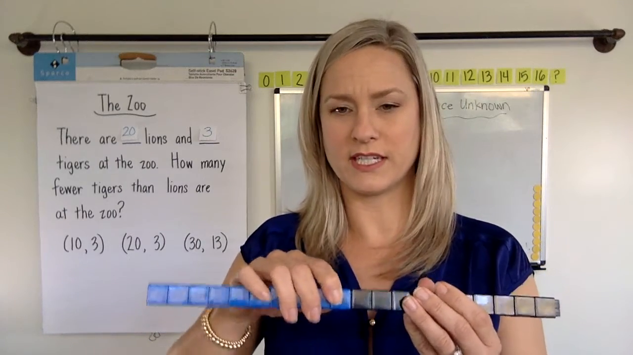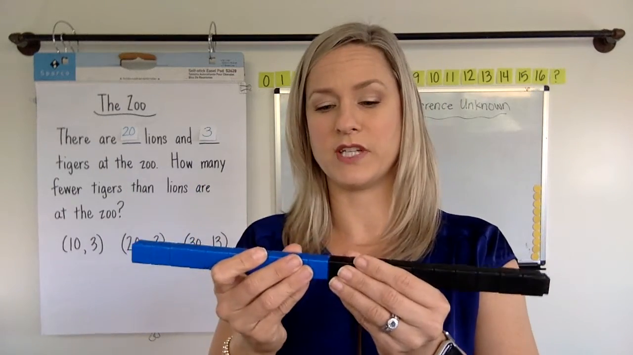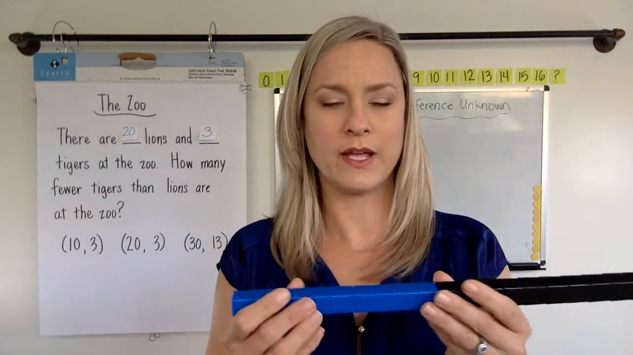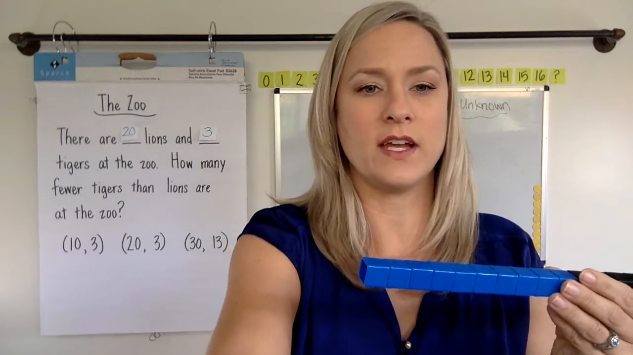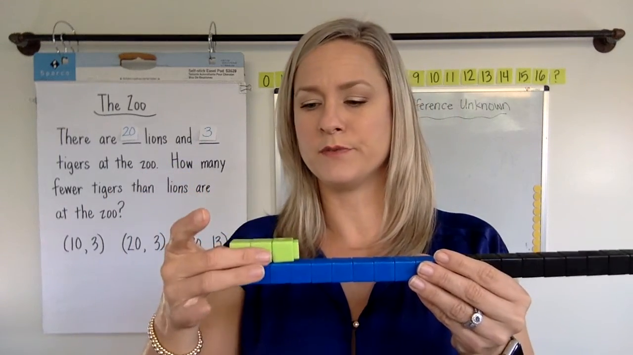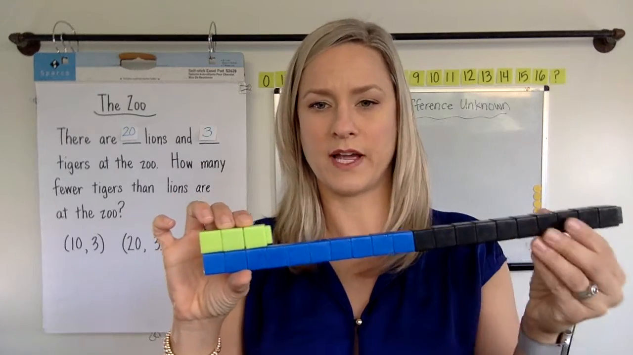And then 3 tigers at the zoo. What I've been noticing is kids are putting 2 10s together like this. So I'm just going to show you this way. So then the 3 tigers at the zoo are here, right?